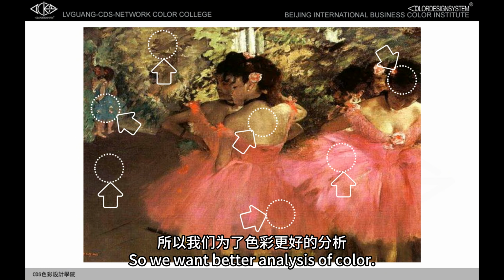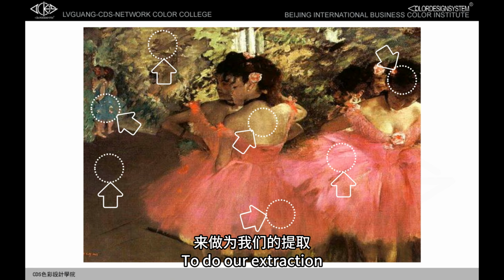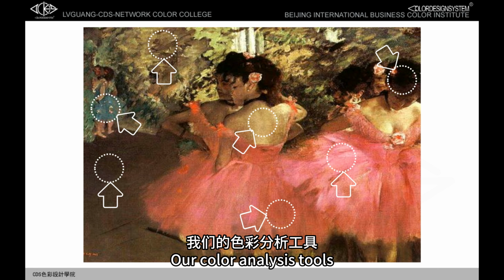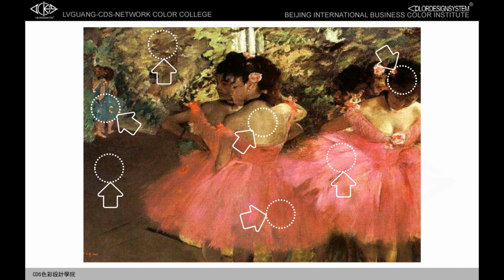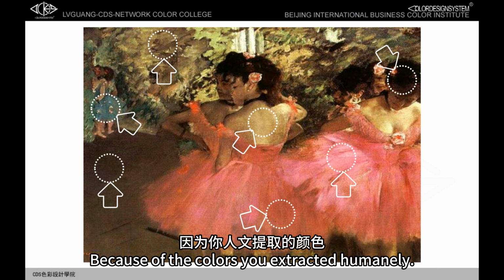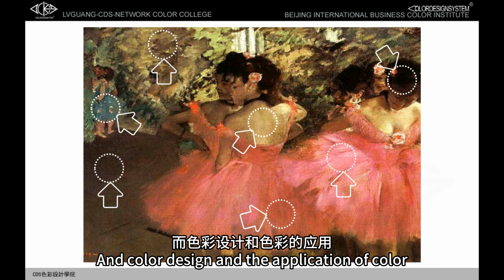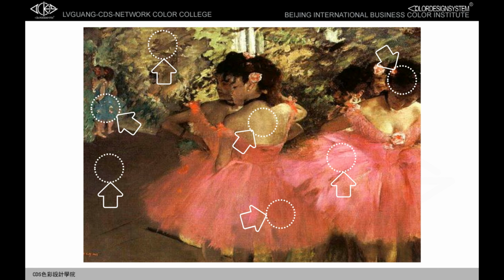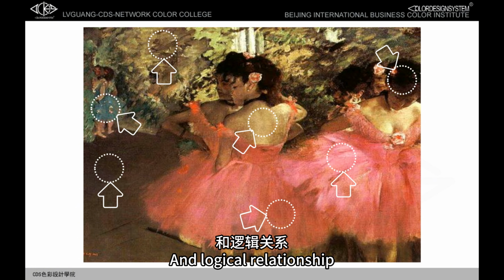So we want better analysis of color. We are characterized by these colors, to do our extraction, color analysis, but we'll use it later. Our color analysis tools perform an accurate color analysis and extraction instead of artificial extraction. Because the colors you extracted humanly must have your own subjective consciousness, color design and application of color. It must have some inner science and logical relationship.